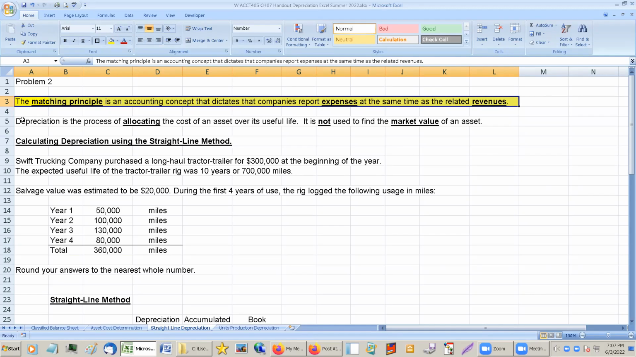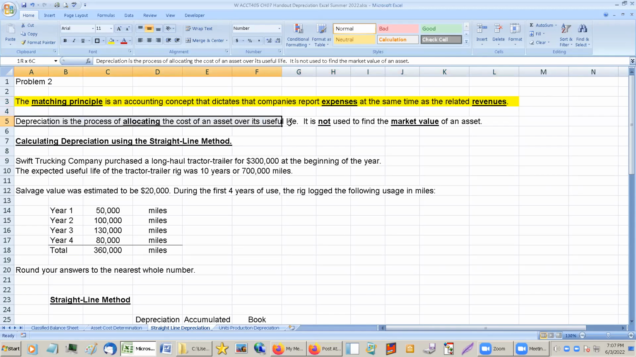Depreciation, part of it comes out of the matching principle. And that is that you want to match the expenses with related revenues. So if you have something that's lasting for 4 years or 5 years or 10 years or whatever it is, you're making revenues using that asset. And you want to match the expenses with those revenues. It's kind of common sense, but it also makes it a little bit tricky.